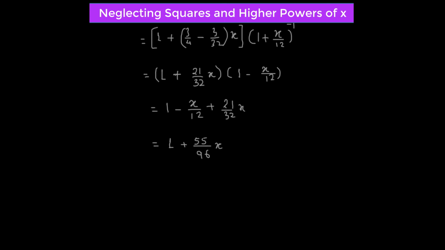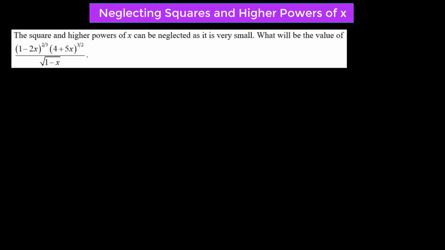Let's move on to the next question. So we have to reduce the given expression using binomial approximation. So let's begin by doing term by term. So we consider the first expression, which is 1 minus twice x raised to the power of 2/3. As one of the terms is already 1, we can go ahead and straight away apply the binomial approximation theorem. So we'll have 1 plus n, which is 2/3, times x, which is negative 2x. And that would give us 1 minus 4x over 3.